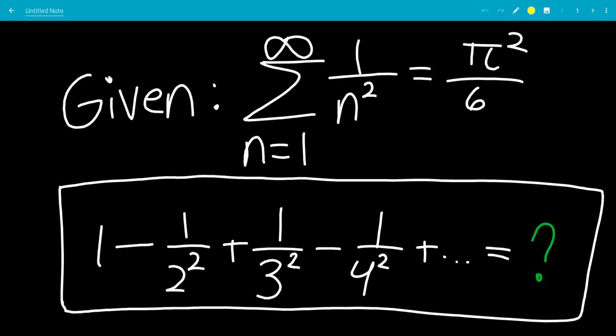In this video, we'll do a nice infinite series question. So we are given that the sum from n equals 1 to infinity of 1 over n squared first converges, but its value is actually equal to pi squared over 6. And we want to find the value of the infinite series 1 minus 1 over 2 squared plus 1 over 3 squared minus 1 over 4 squared plus dot dot dot.